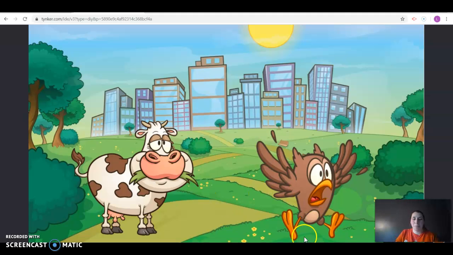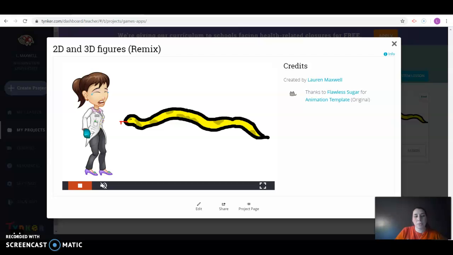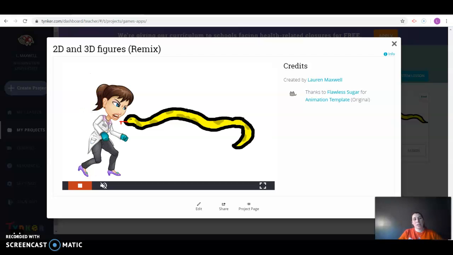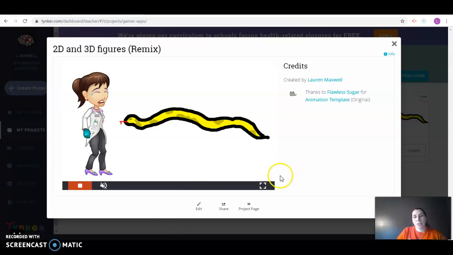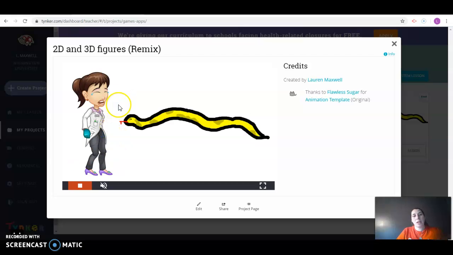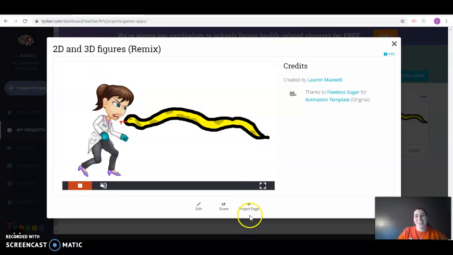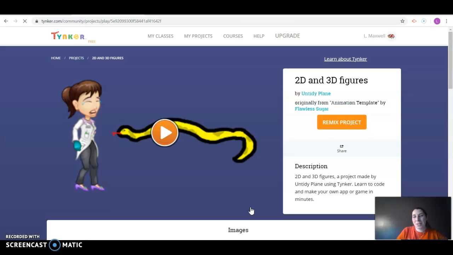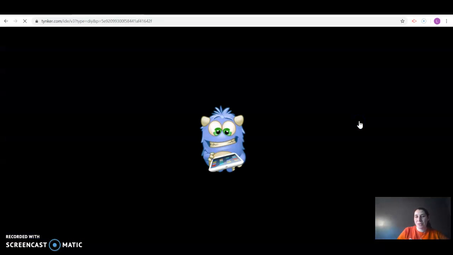So we're going to stop that one. Next up were my 2 and 3D figures that I created. They actually, one kind of is moving and towards the other one. So when you look at the project page, the different things I did for the actors.